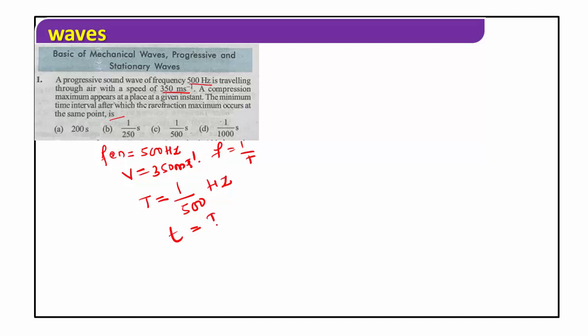T is equal to capital T divided by 2. Therefore, that is 1 divided by 1000 second. Option D is the right answer for this question.